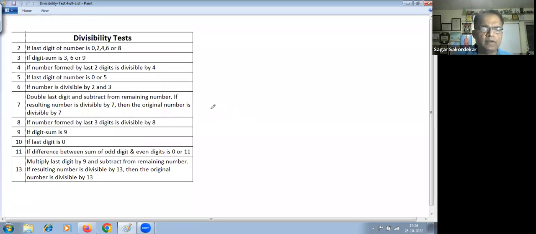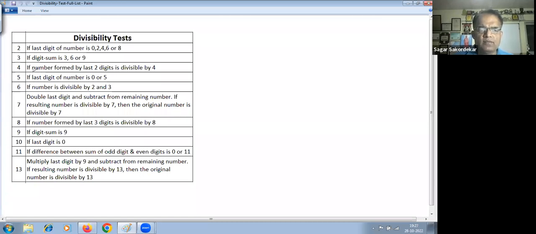So let's go through divisibility tests, some of which you already studied. Divisibility test for 2. To decide whether a number is divisible by 2 or not, the rule is: a number is divisible by 2 if the last digit of the number is 0, 2, 4, 6, 8. For 3, we can use the concept of digit sum, which you have just learned. If the digit sum is 3, 6, or 9, that number is divisible by 3.